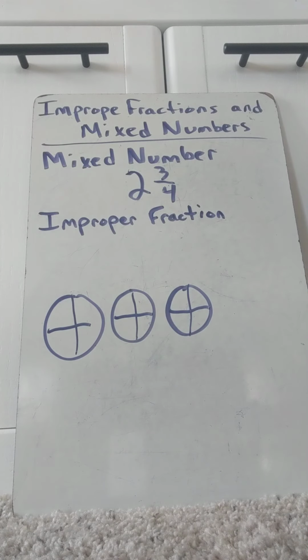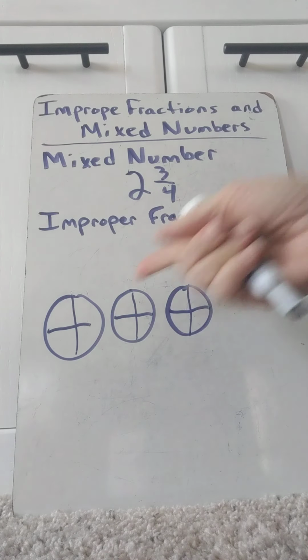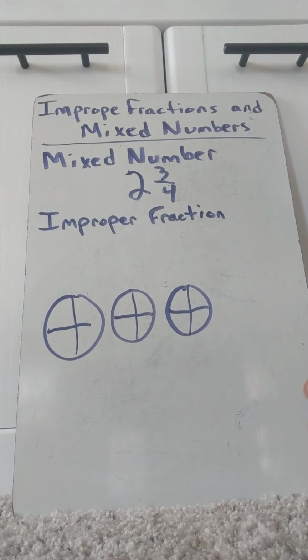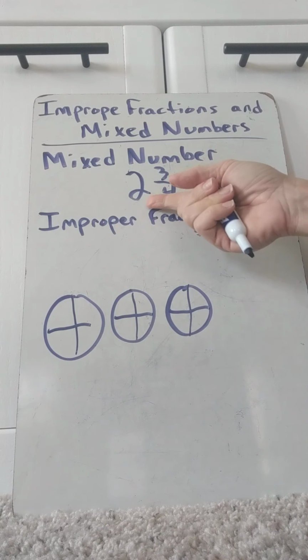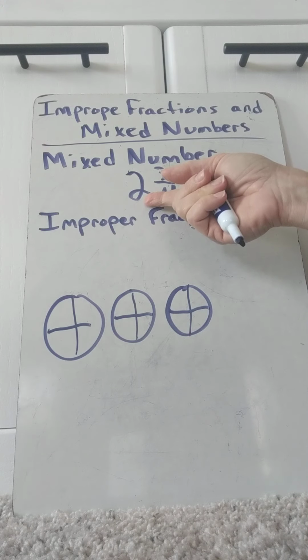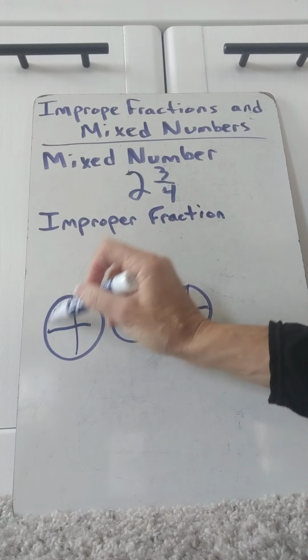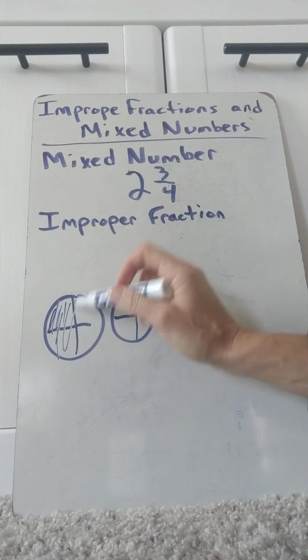Now, what am I going to do? I'm going to shade it in. How many circles am I going to shade in? Well, this tells me how many circles I have to shade in. 2. I have to shade in 2 whole complete circles. Okay?